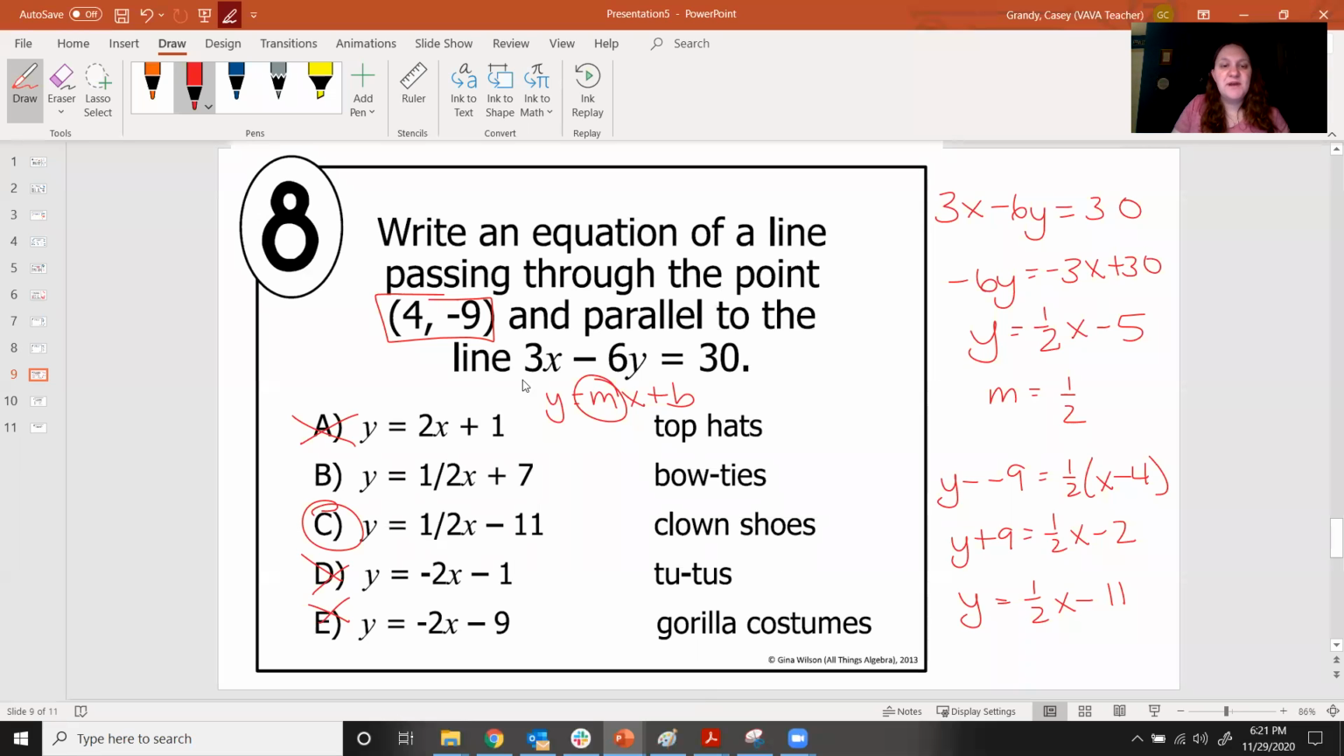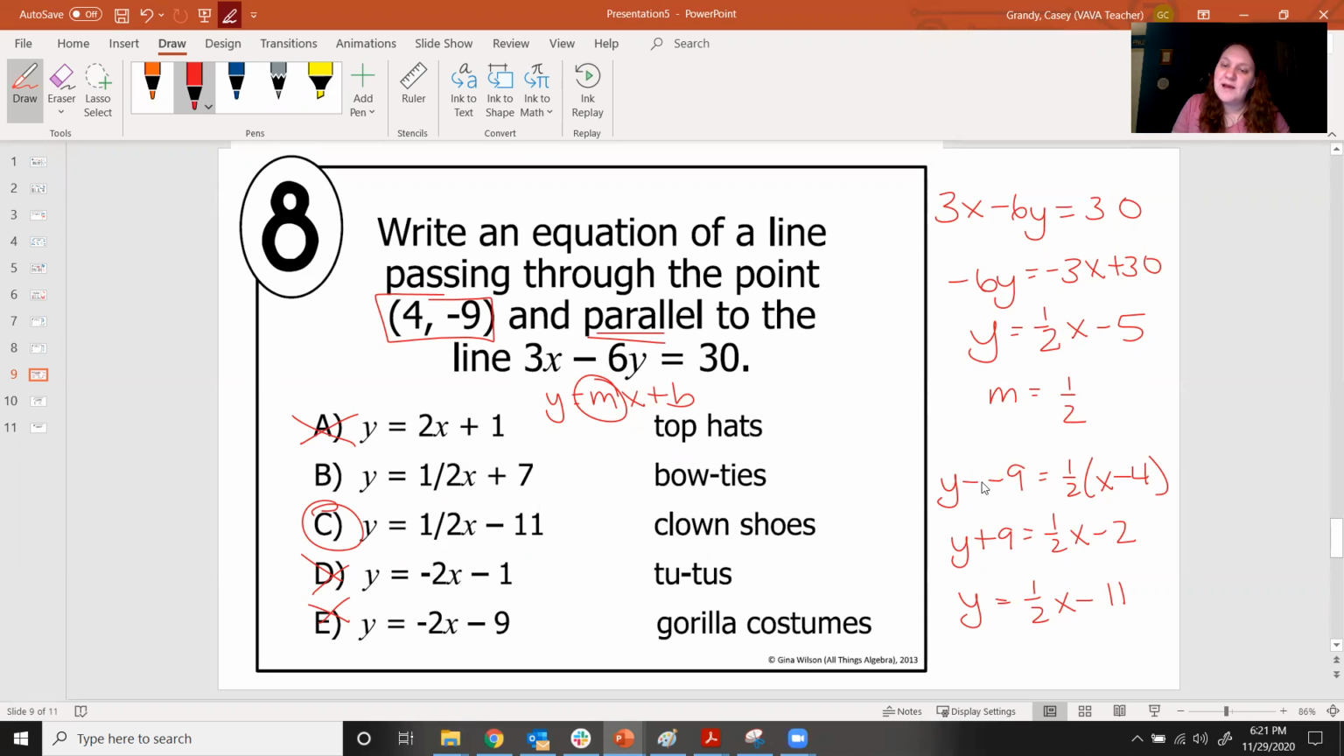So when you rewrite your equation, 3x minus 6y equals 30, you should get the equation y equals 1/2 x minus 5. The slope of this line is 1/2, and because I'm looking for a line parallel to it, I need it to have the same slope. So the slope we're using is 1/2. I'm then going to take my slope, and I'm going to use my point, and I'm going to use point-slope form. y minus the y value equals the slope times x minus the x value.